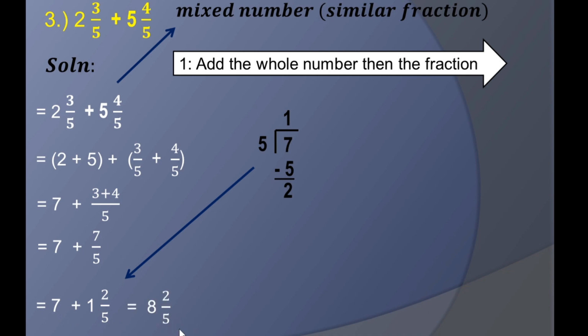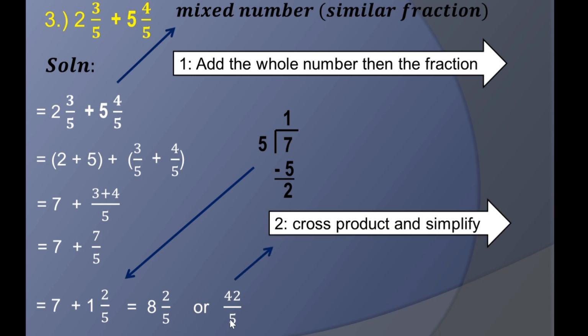Now, if you want to convert a mixed number into an improper fraction, just multiply 5 times 8, then add 2, cross product. So 5 times 8 is 40, plus 2 is 42, then retain the denominator. So we have now 42 over 5, that is cross multiplication and simplification.